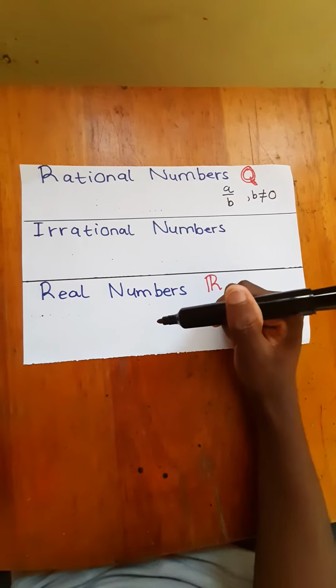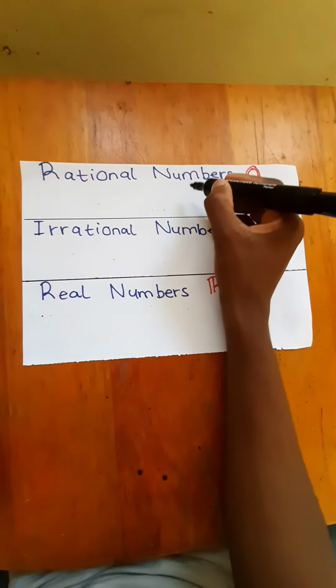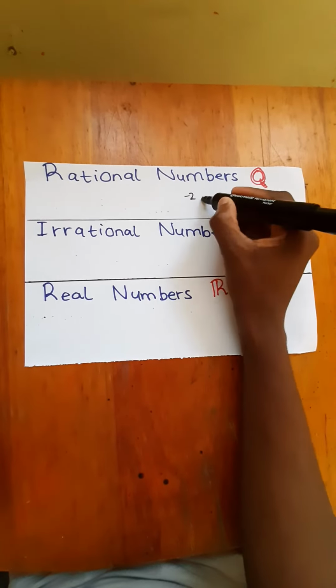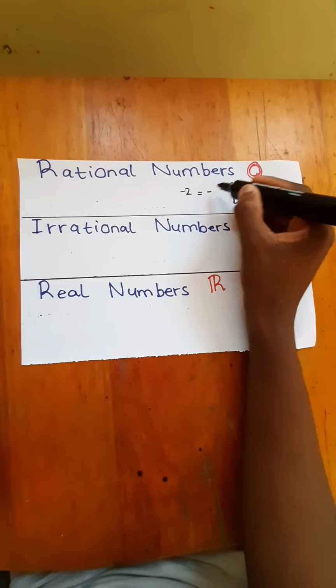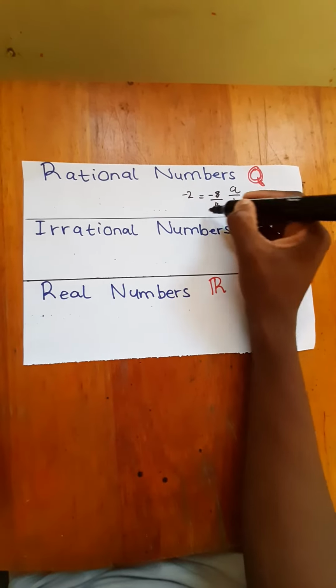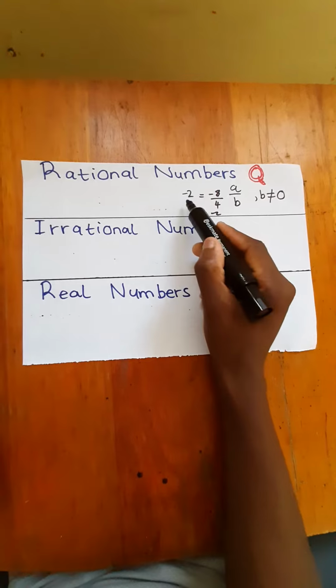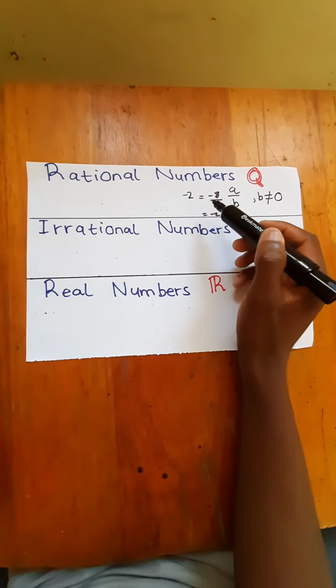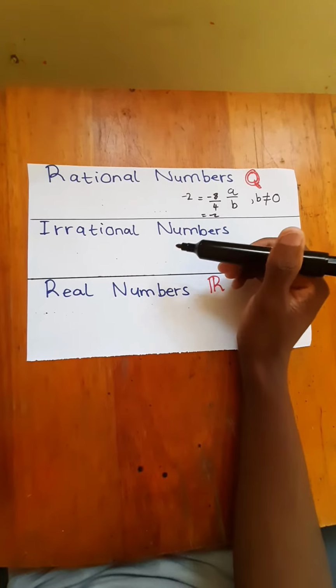For example, if you want to express negative 2 in terms of a fraction, you can say this is equal to negative 8 divided by 4, and this is negative 2. So negative 2 can be expressed in terms of a fraction. So rational numbers are integers and all fractions.